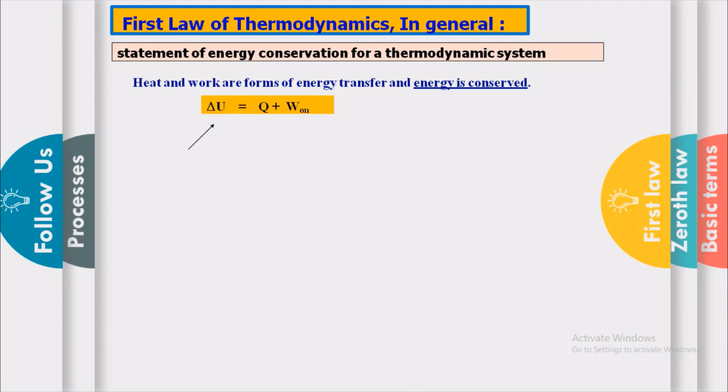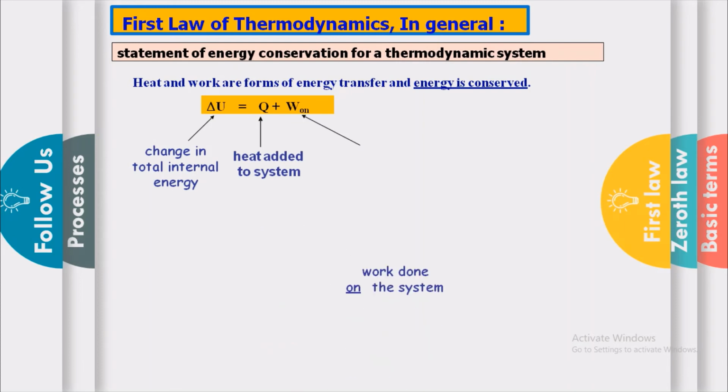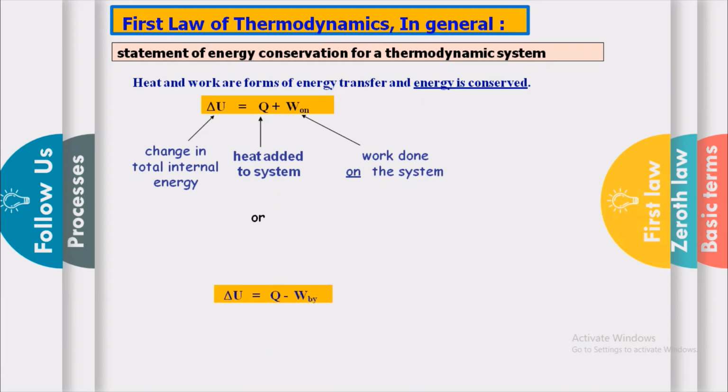Here delta U is the change in total internal energy, Q is the heat added to the system, and W on is the work done on the system, or delta U is equal to Q minus W by. Here W by means work done by the system.